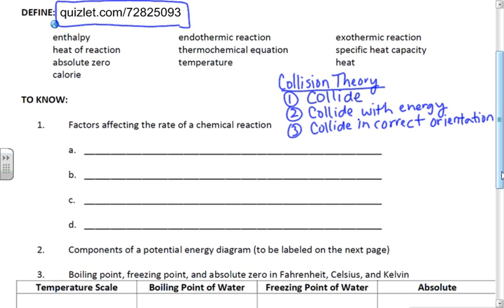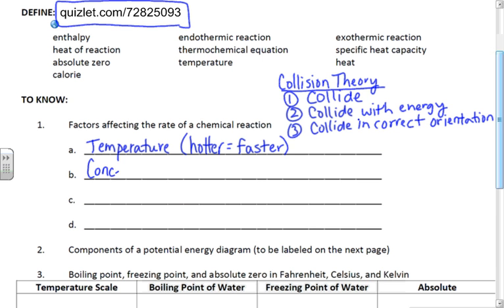Okay. Factors that affect the rate of a chemical reaction. There are 3 things we could change and then 1 thing we can add. We can change the temperature. If you increase the temperature, you make something hotter. You're going to make the particles move around more. They're going to move around faster. They're going to come into contact more often, and that means we're going to have a faster chemical reaction. It increases the rate of the chemical reaction.